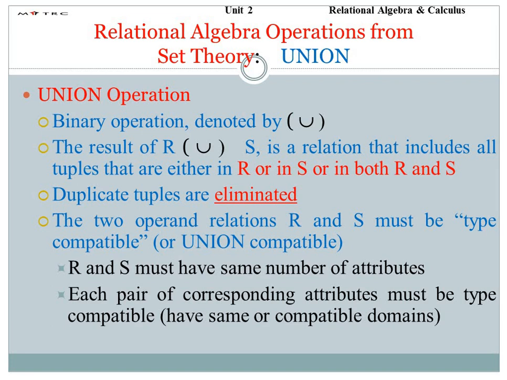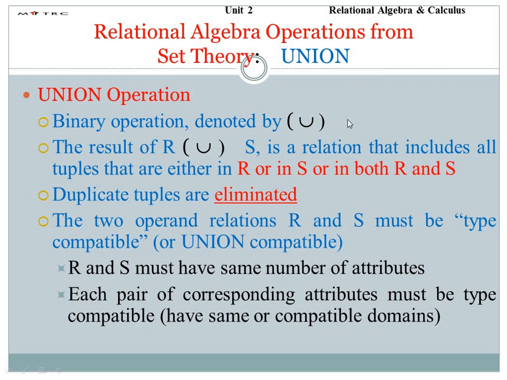The same concept works here. Whenever we are going to apply anything from the set theory, we are having two relations. Here we are talking about relations, so we are having two relations, that is the binary relation. Now when we say union operation, it is the binary operation denoted by this.